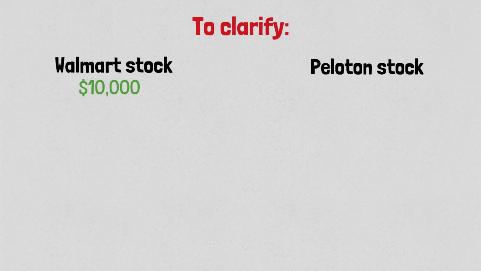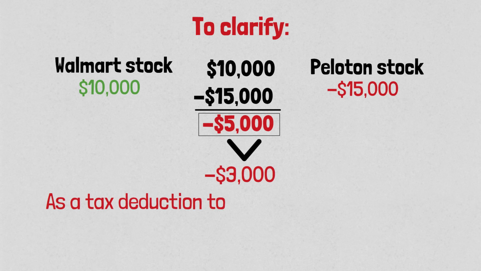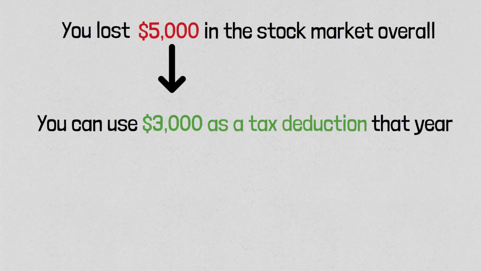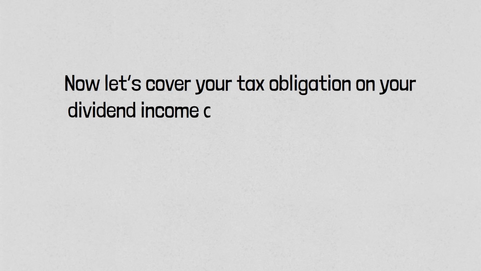To clarify, if you made a gain of $10,000 on Walmart stock, but you lost $15,000 on Peloton stock, that means that you lost $5,000 in the stock markets. And then you can use $3,000 of that as a tax deduction to reduce your wage income. So you lost $5,000 in the stock market overall. You can use $3,000 as a tax deduction that year, and then your $2,000 of remaining losses will carry forward to next year.